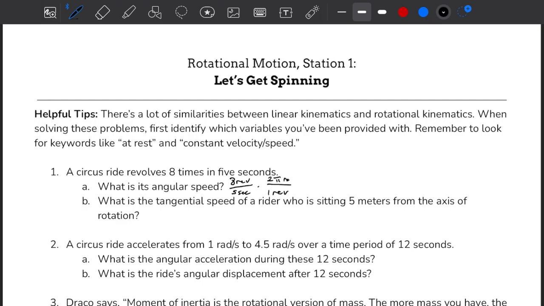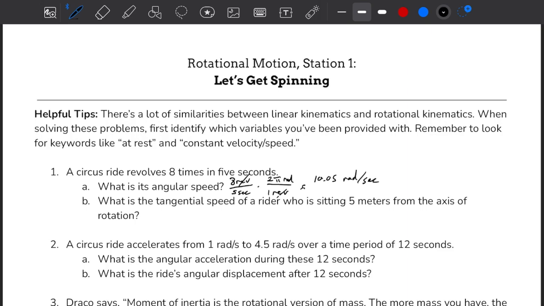Revolutions will cancel out. 8 times 2 pi divided by 5, because that's the number of seconds there on the bottom. We're left with radians per second, which is the units for omega, our angular velocity. We get 10.05 radians per second.